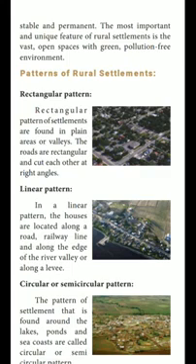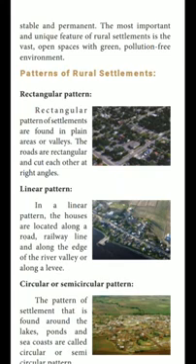Rectangular pattern settlements are found in plain areas or valleys. Where we can see this rectangular, you all know the shape of the rectangle, isn't it? Square means all the 4 sides are equal. Rectangle, opposite sides, 2 sides are equal. So length into breadth, isn't it?